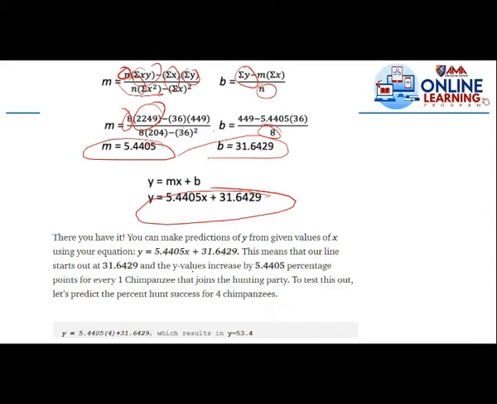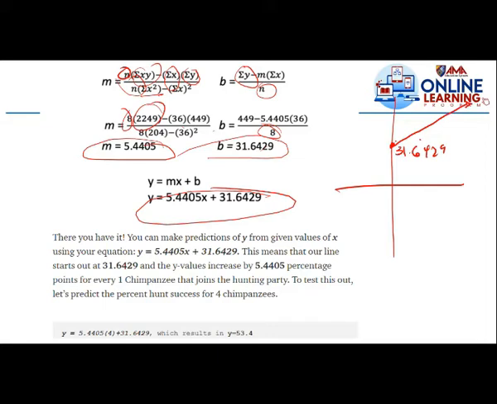Now, there you have it. You can make predictions of y from the given values of x using the equation y is equals to 5.4405x plus 31.6429. Okay? So, this means that our line starts out with 31.6429. So, if we plot that, ang first na point na mag-touch yung regression line is, for example, this is 31.6429. Then it increases like this.